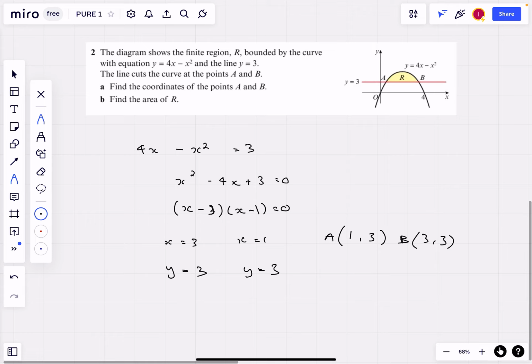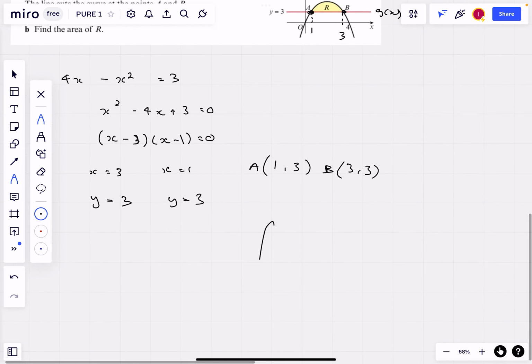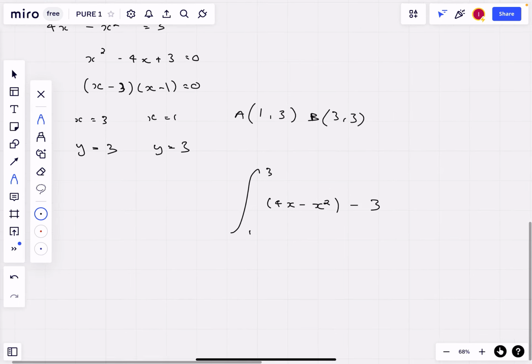Find the area of R. Between x equals 1 and x equals 3, between those 2 points, the curve is higher, it's above the line. So the curve will be the fx, the line will be the gx. So between 3 and 1, you're going to do fx, 4x minus x squared, minus, and then your gx, 3. And now you simplify that.